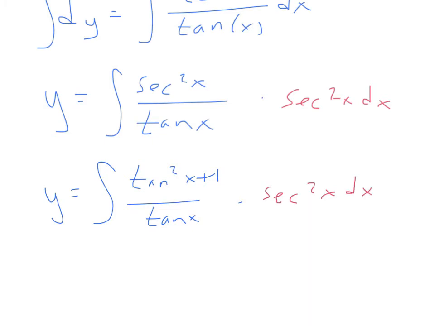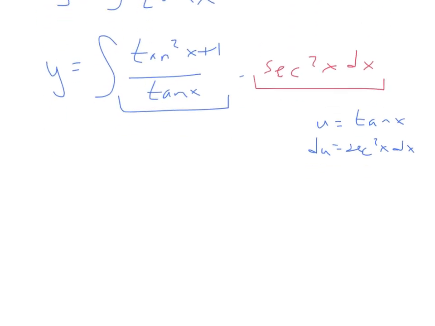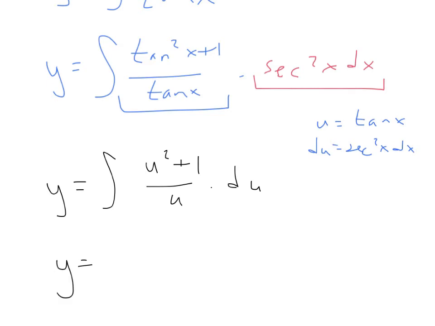times the secant squared x dx that we reserved. And once again, we're in this position where this is ready to be the du because everything over here is still tangent. So if I make my u tangent x, my du will be secant squared x dx. I'm substituting all of that in. I end up with the integral of u squared plus 1 over u du. So this effectively should have been your u substitution.